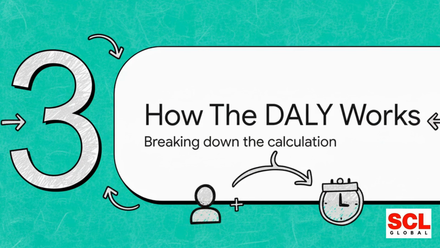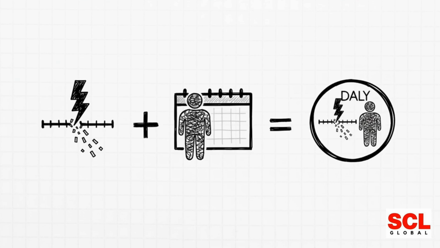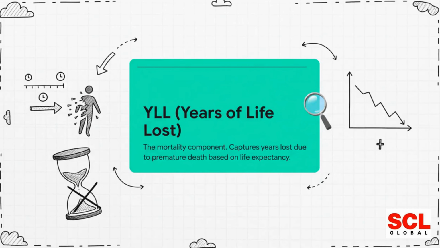Okay, so how do they actually calculate this thing? It's probably simpler than you might guess. The DALY is really just made up of two key parts, and once you see them, it's pretty clear how they build on each other to get to that final score. The fundamental formula is right here. DALY equals YLL plus YLD. It looks like a simple addition problem, but each of those terms, YLL and YLD, represents a completely different kind of loss. Let's take the first part, YLL.